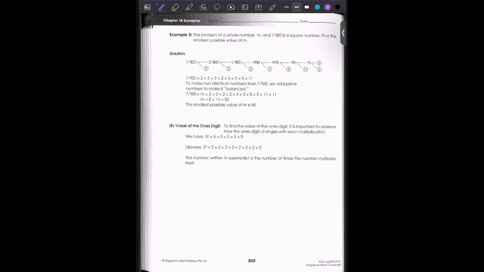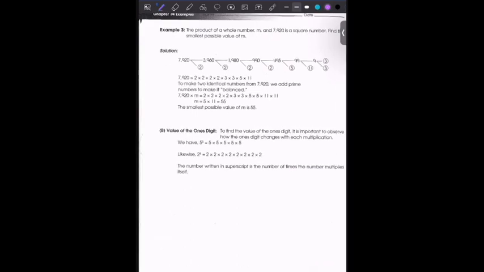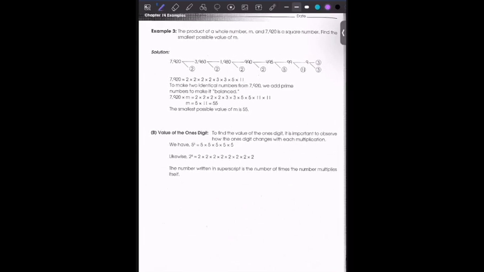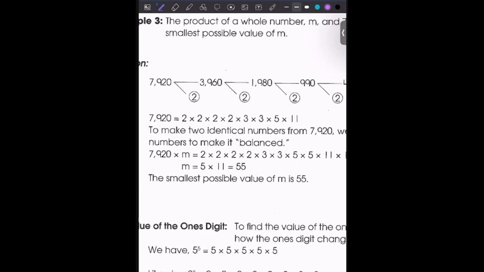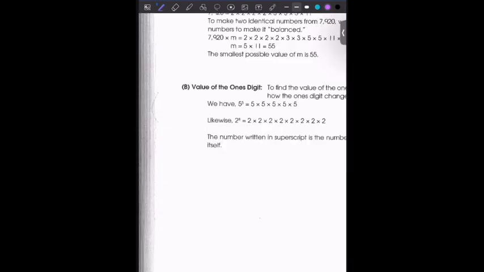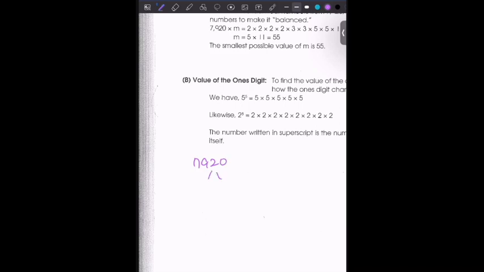Now we'll look at example 3. The product of a whole number m and 7,920 is a square number. Find the smallest possible value of m. So I'm using prime factorization, which is a strategy we used in the previous video. We're going to do the prime factorization of 7,920, and we'll do it here since we might run out of space. So we know that 7,920 can be expressed as 792 times 10. Now 10 can be expressed as 5 times 2. So we're going to stop there for that since both are prime numbers.